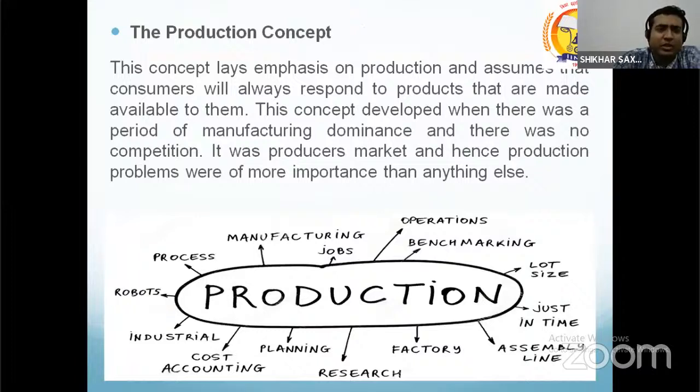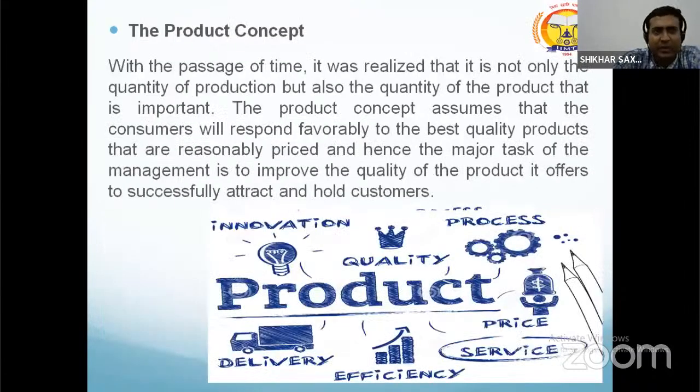Let's talk about the production concept. The production concept lays emphasis on production and assumes that the consumer will always respond to the products that are made available to them. Hence this concept developed. There was a period of manufacturing dominance and there was competition. It was the producer's market, and hence production problems were among the most important issues anyone faced. Hence, production parameters basically include operations, benchmarking, lot size, just-in-time assembly, factory research, planning, cost accounting, industrial aspects, robots, process, and manufacturing with respect to the jobs.